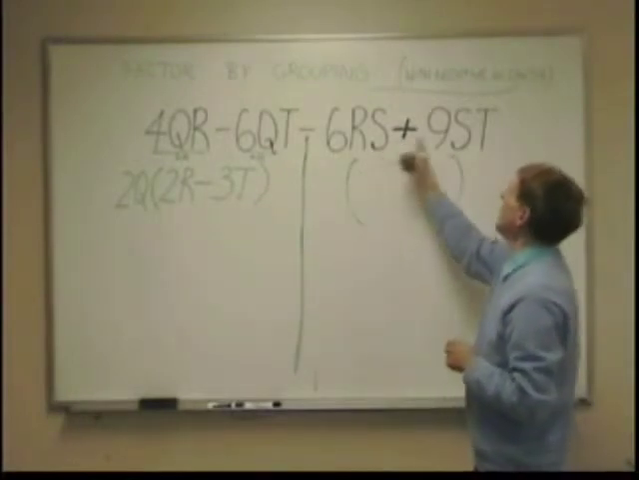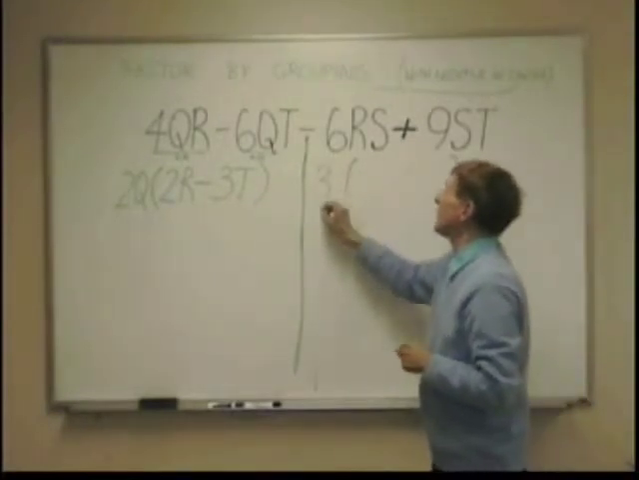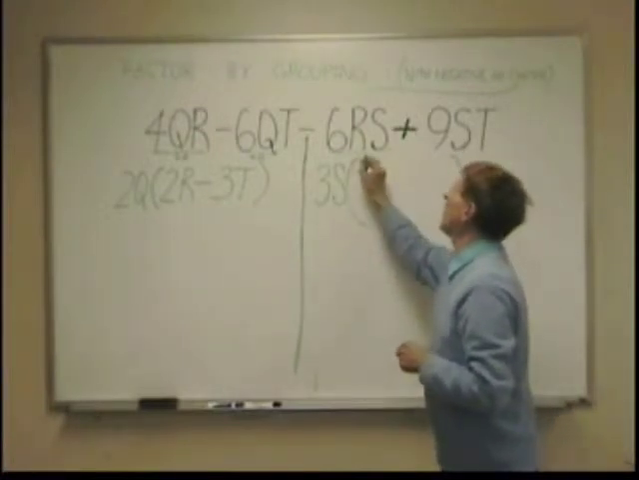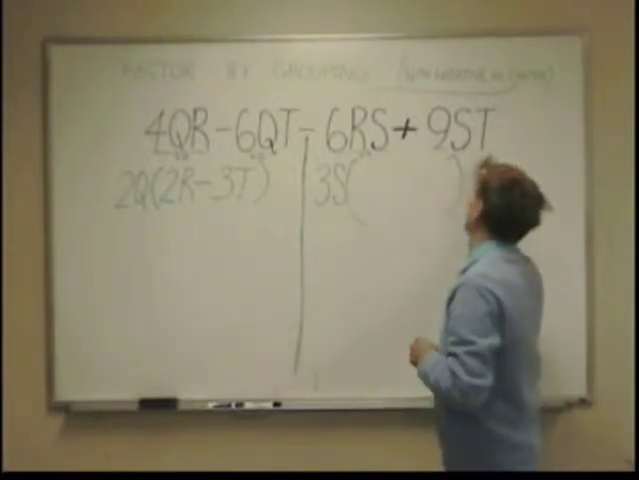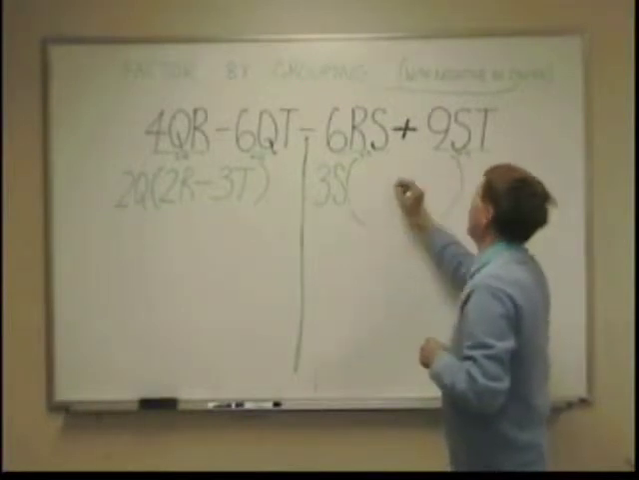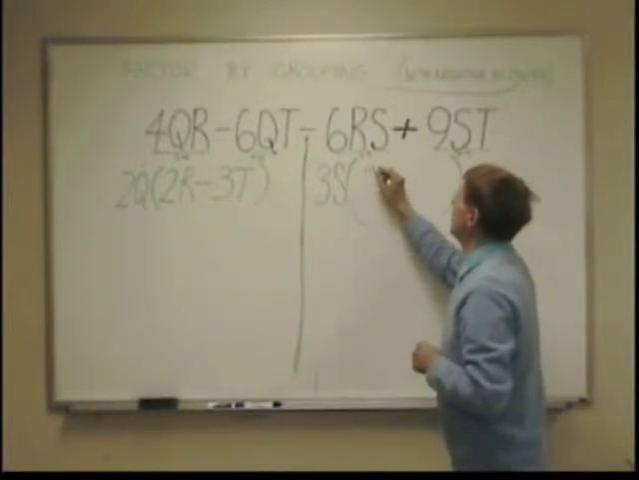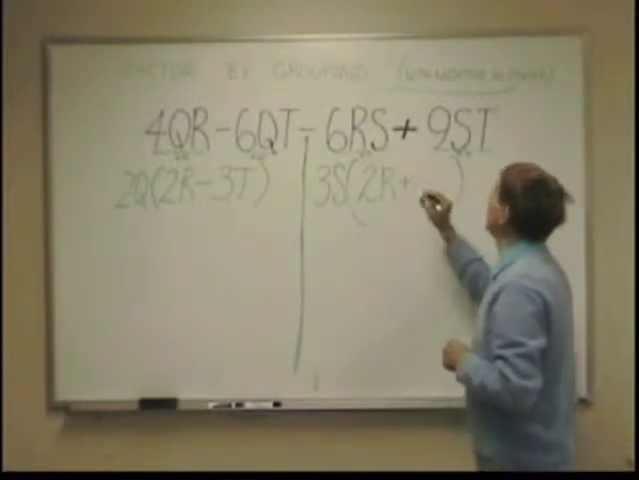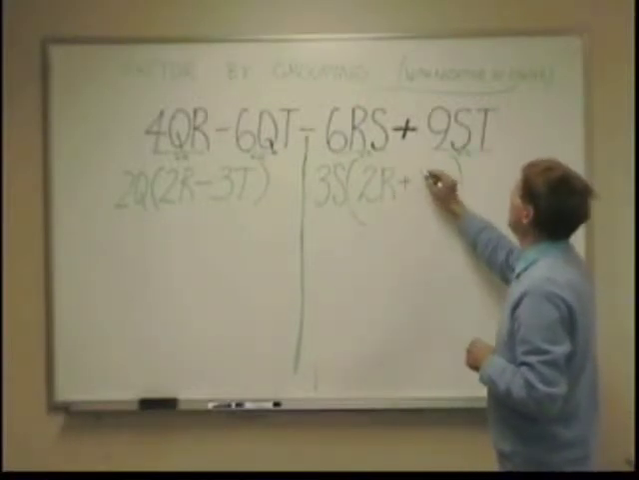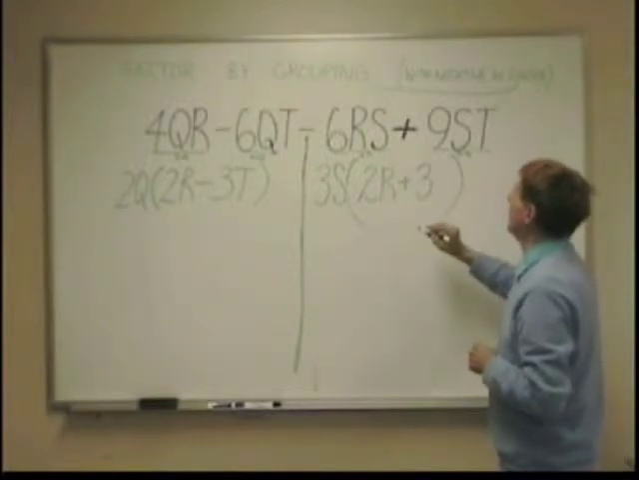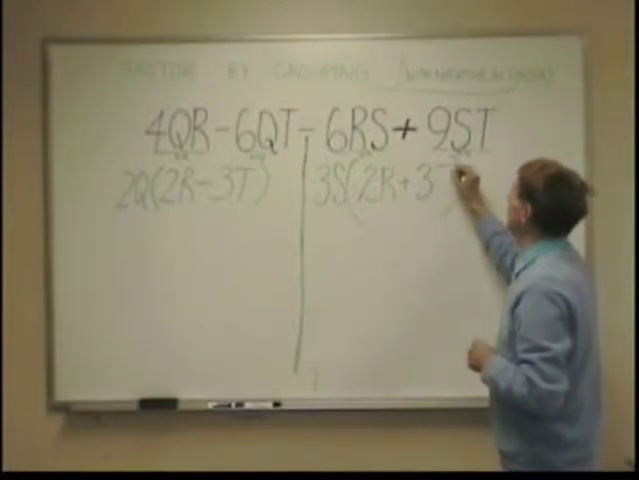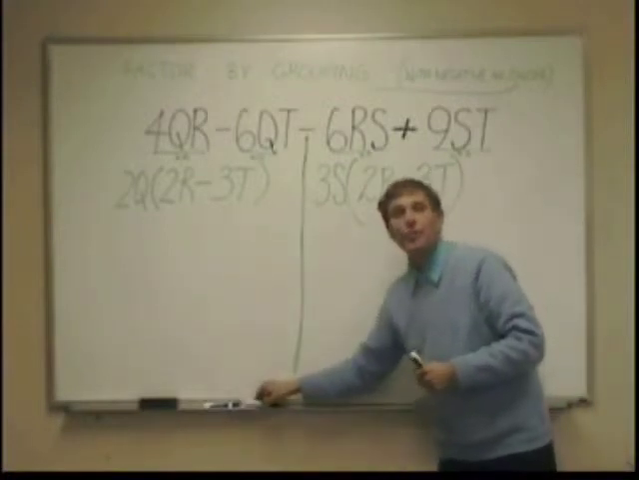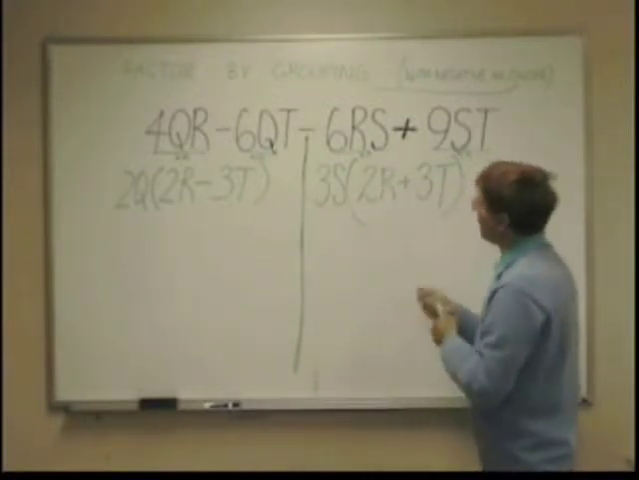Come on this side, let's see what I get. I have a common number of 3 over here and an s. And so I'll divide both sides by the 3s. And that leaves me with 2r plus, and 9 divided by 3 is 3t. And you say, oh, close, but it didn't work, and that's okay.